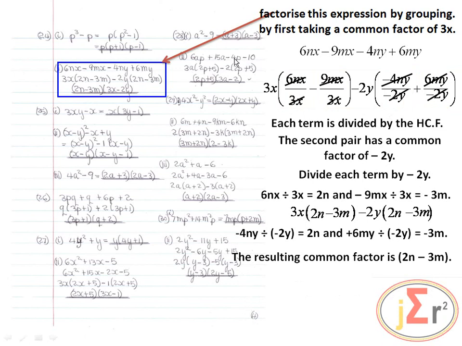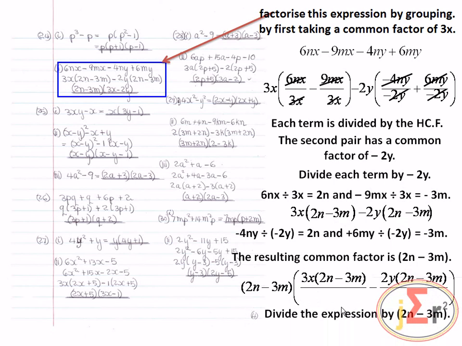The resulting common factor is, here we have it, 2n minus 3m. So that is our new common factor. 2n minus 3m is common. And what do? As usual, we divide each term by the highest common factor. And we'll divide by 2n minus 3m. And this is what we get. Taking, then we have 3x. And then doing the same here, and we are left with negative 2y.